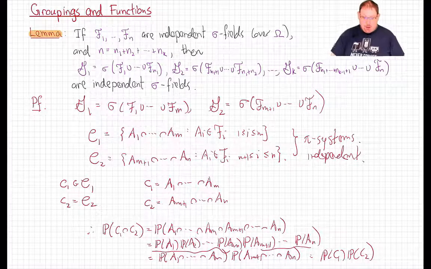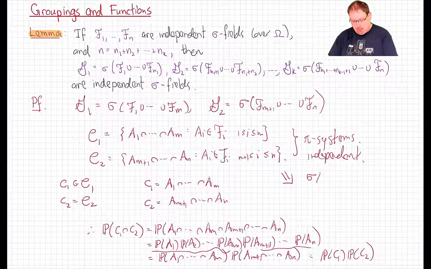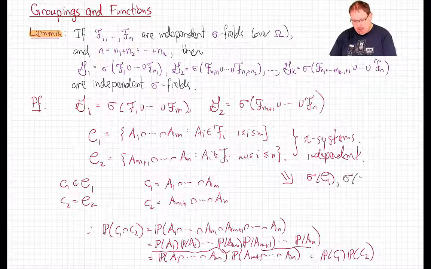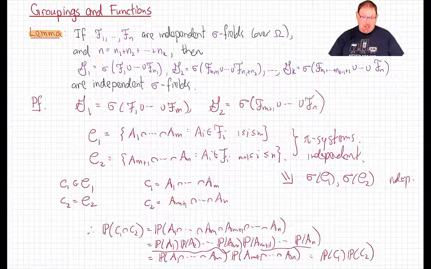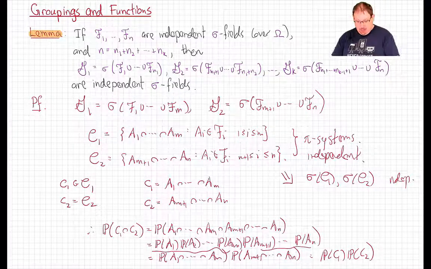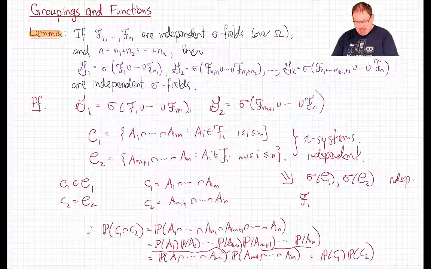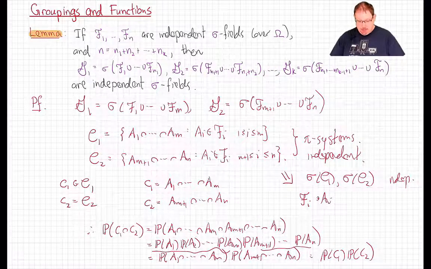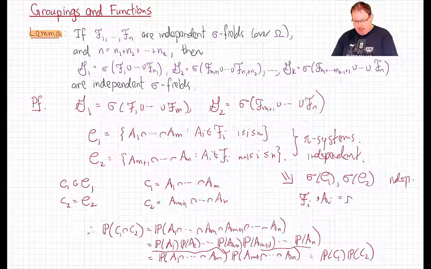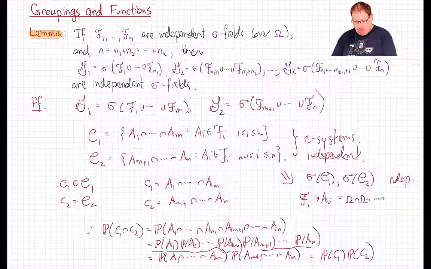Great. So now I have a lemma from last lecture which tells us that the sigma fields that they generate are independent. But the sigma field generated by C1 is actually all of G1. Why is that? Because, look, if I take any Fi and I take any event in it, Ai, I could write that as the intersection of the whole sample space with itself with Ai.